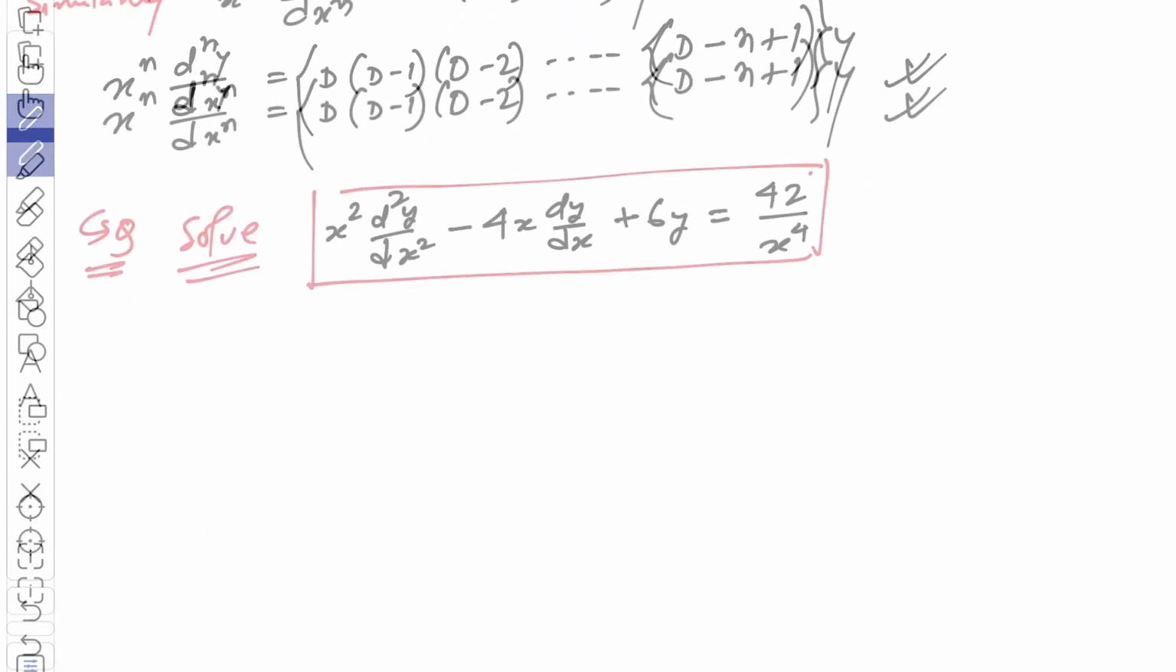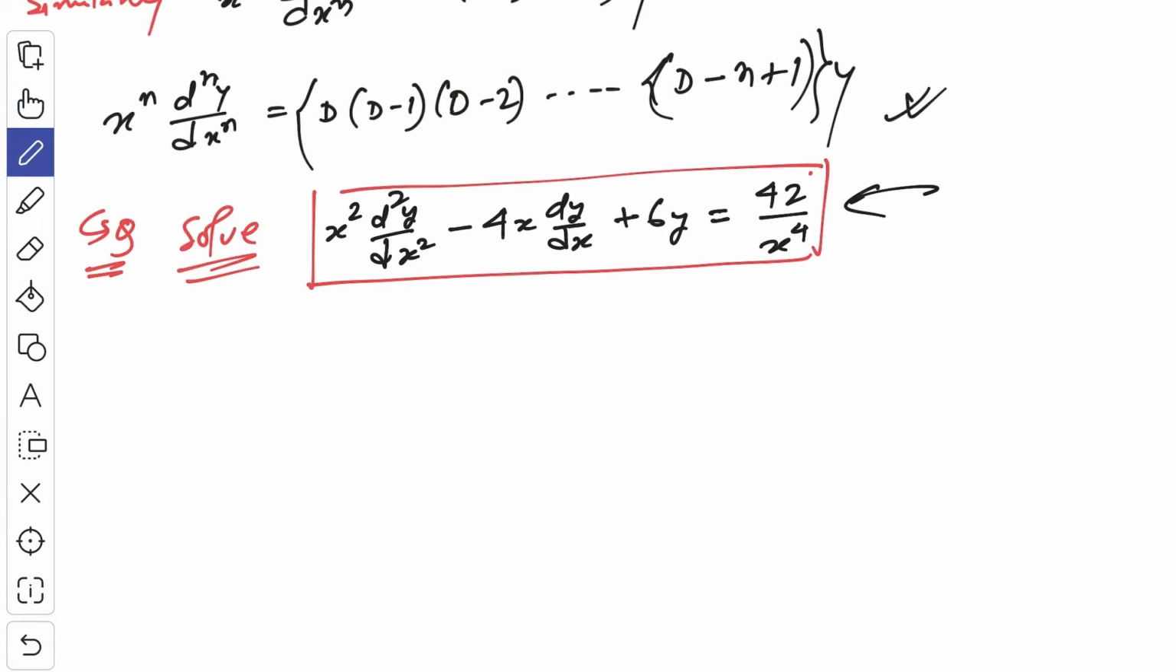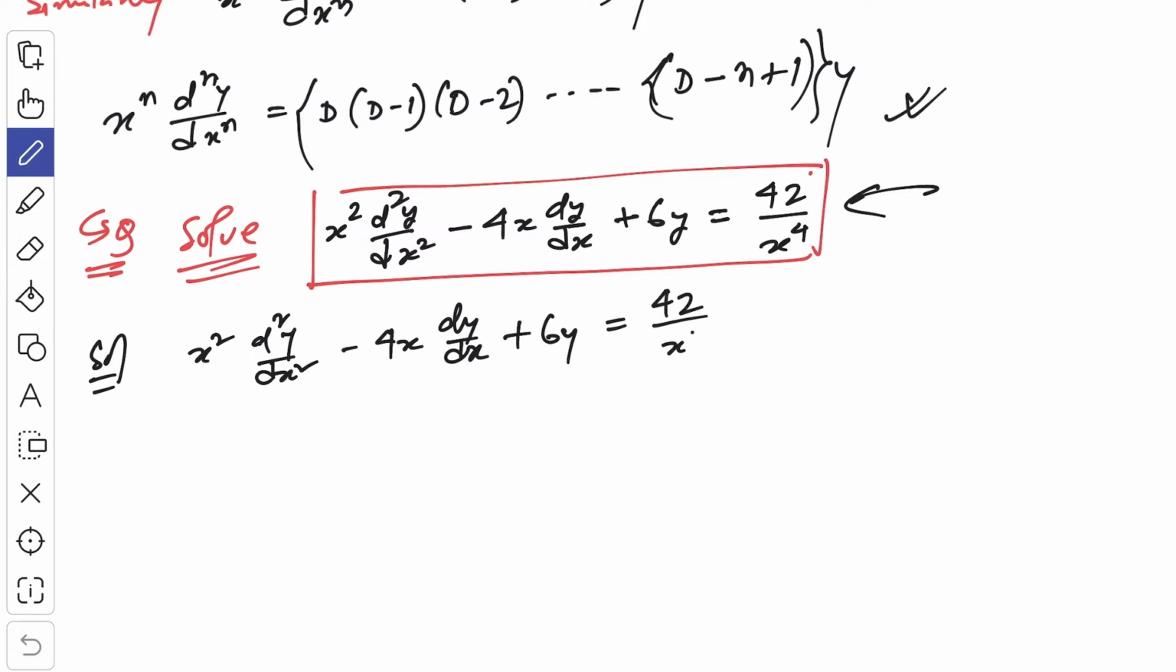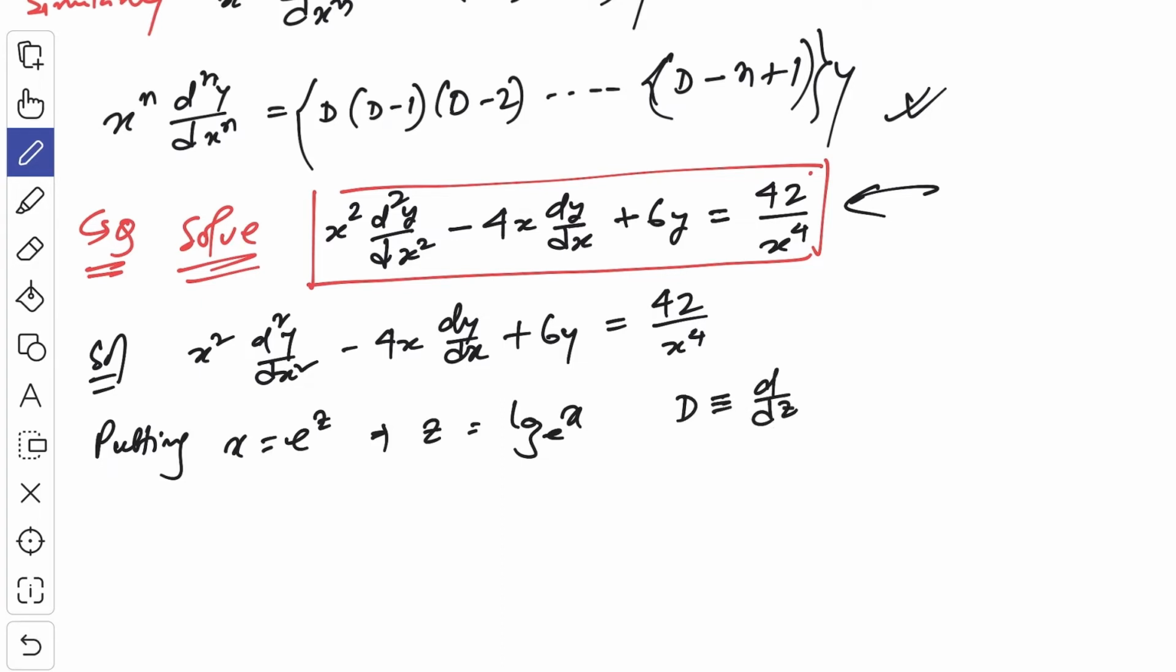Let us take a question here. Now let us solve this equation. How to solve this equation? First, let us write the given equation as it is given in the question. What we're going to do first is put x is equal to e to the power z, which implies that z is equal to log x base e, and also we are going to replace d by dz by capital D, right?